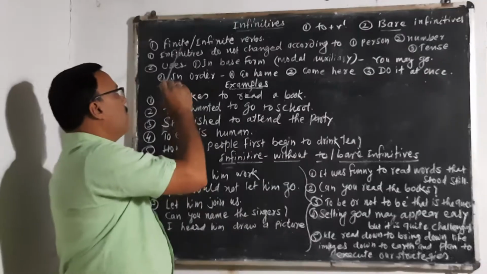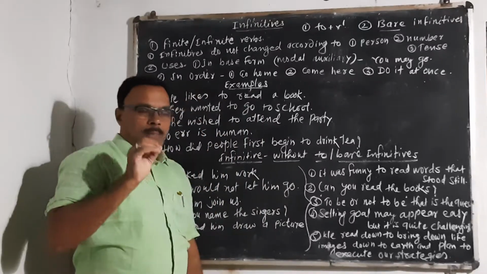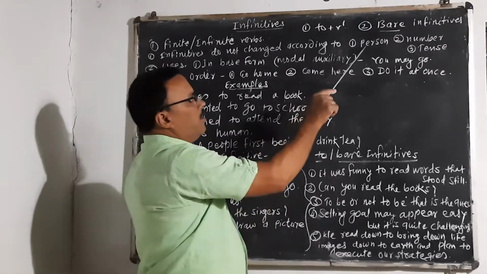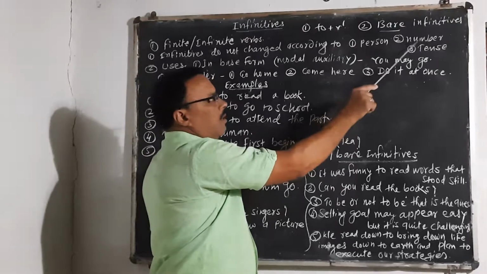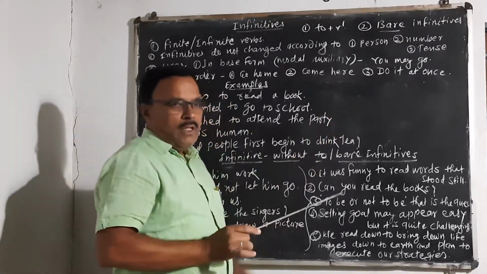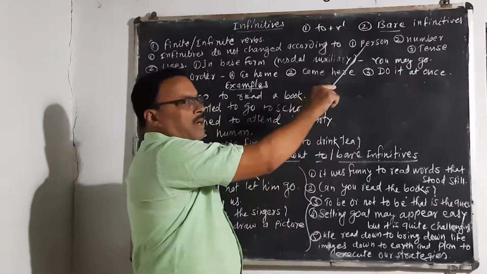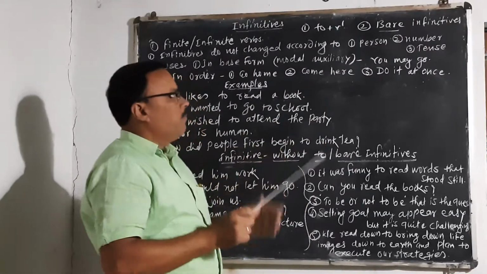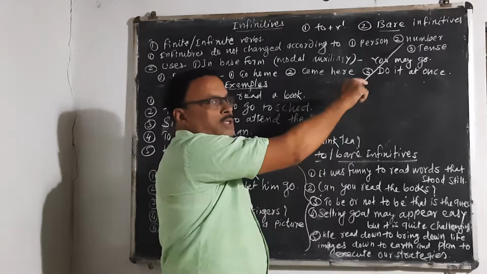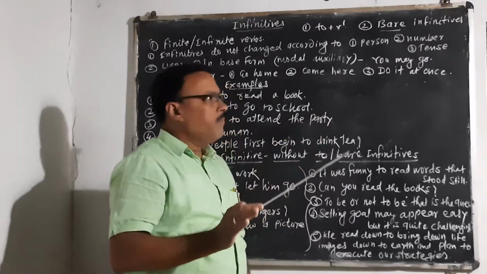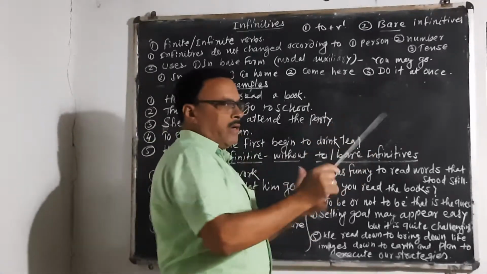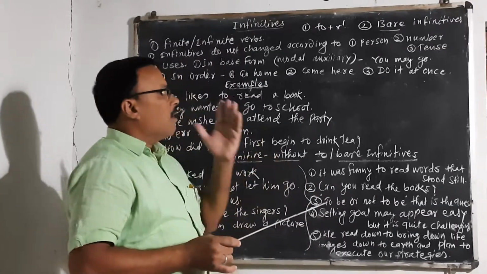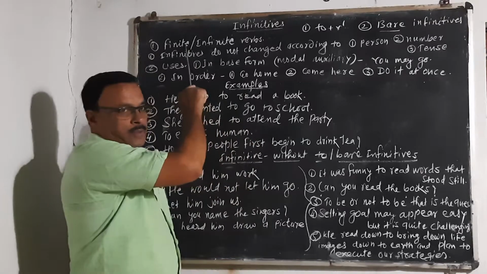Now what is a finite verb? A finite verb is a verb which can be changed according to a person, number or tense. जो वर्ब पर्सन प्रमाणे व्यक्ती कोणता आहे याप्रमाणे बदलतो किंवा नंबर प्रमाणे बदलतो, सिंगुलर नंबर और प्लुरल नंबर, किंवा टेन्स बदलल्यानंतर तो वर्ब बदलतो. These verbs are called as finite verbs.